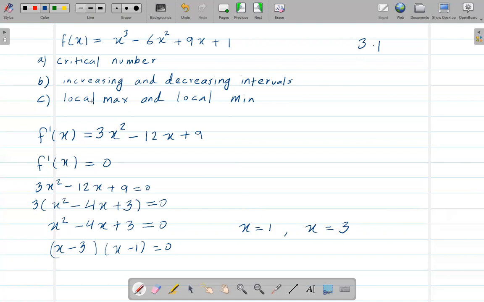Now let's make a sign chart and figure out the increasing and decreasing intervals, and also figure out the local maximum and local minimum points. So let's make a sign chart here.